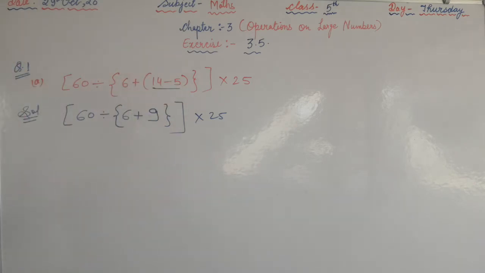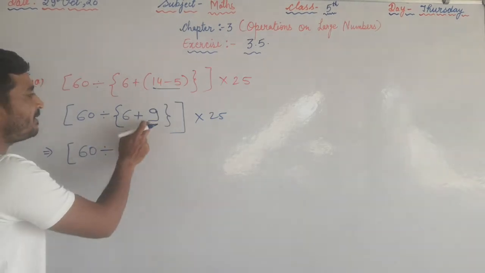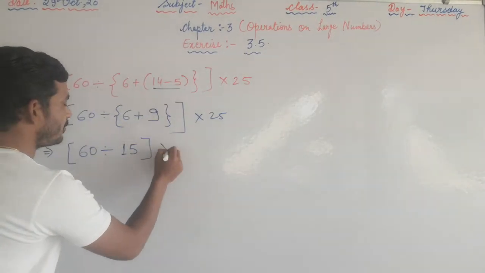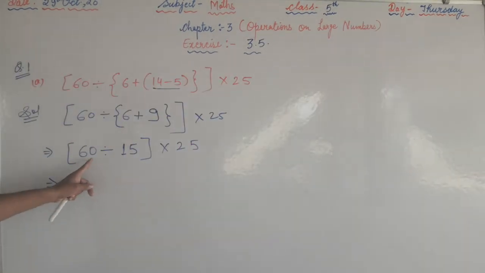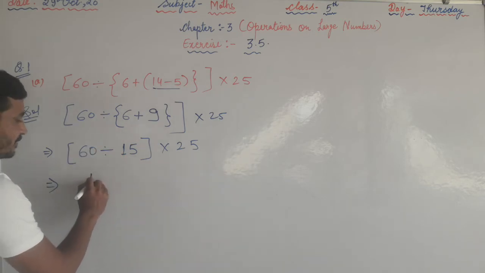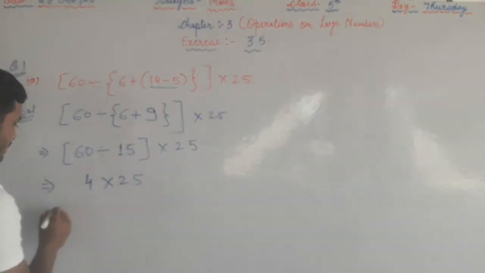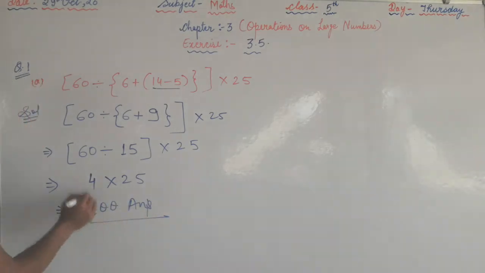Now see the next step: 60 divided by, now you solve this bracket, 9 plus 6, 15. Then 15 multiplied by 25. Now 60 divided by 15: 15 fours are 60, so 4. Multiply by 25: 25 fours are 100. This is your answer. Like this you have to solve the question.